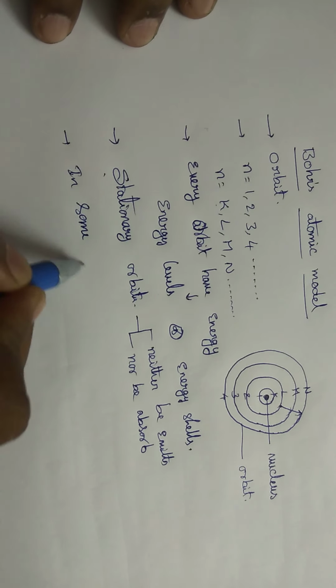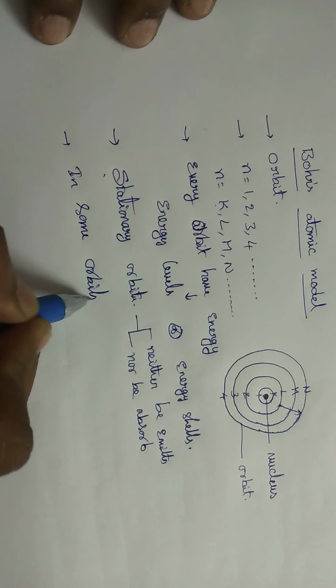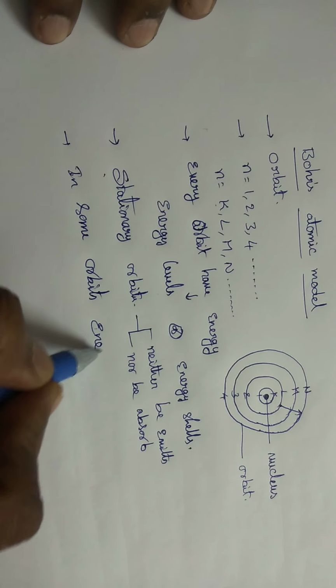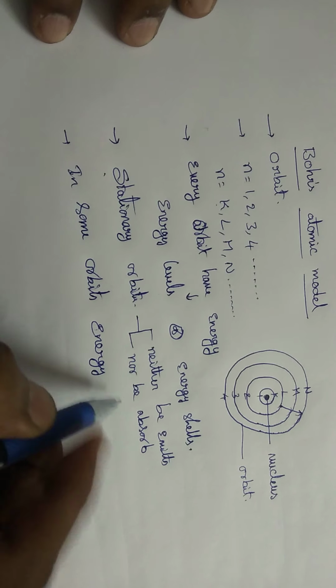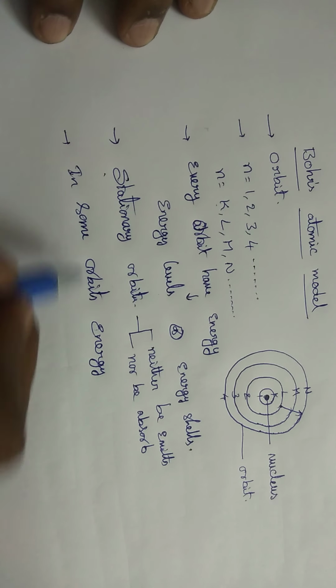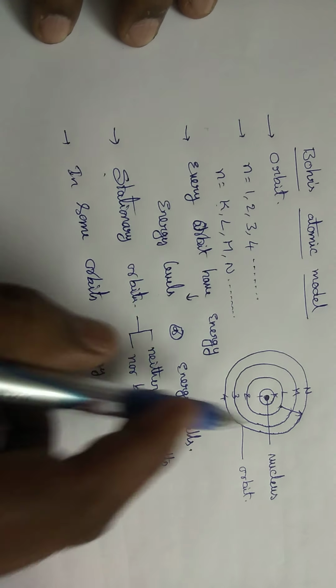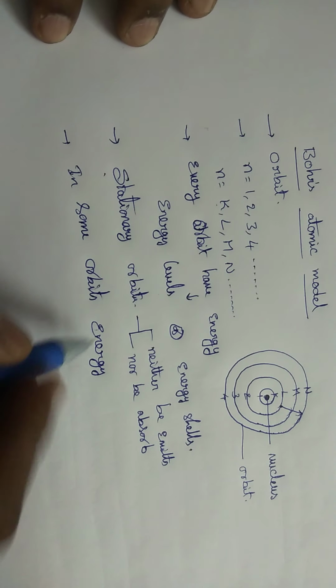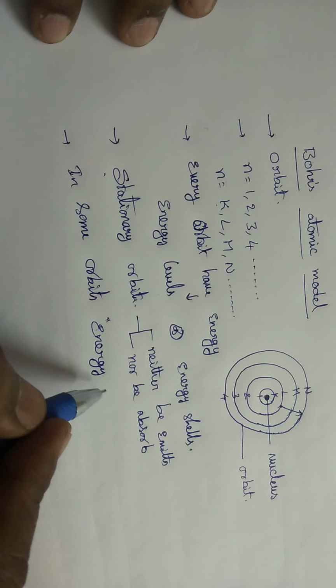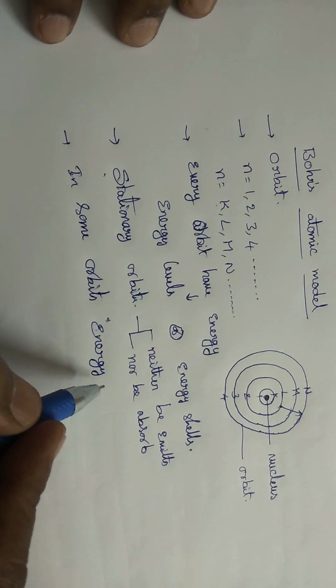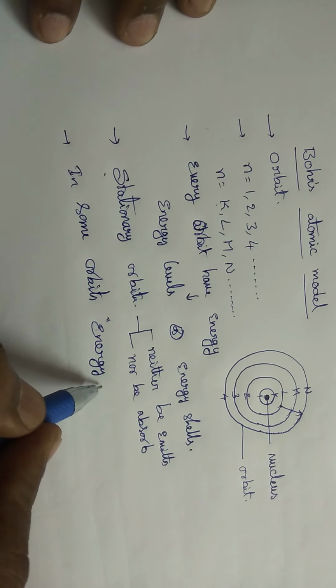In some orbits, electrons jump from lower energy to higher energy. So energy absorption can take place. Here energy change can take place.